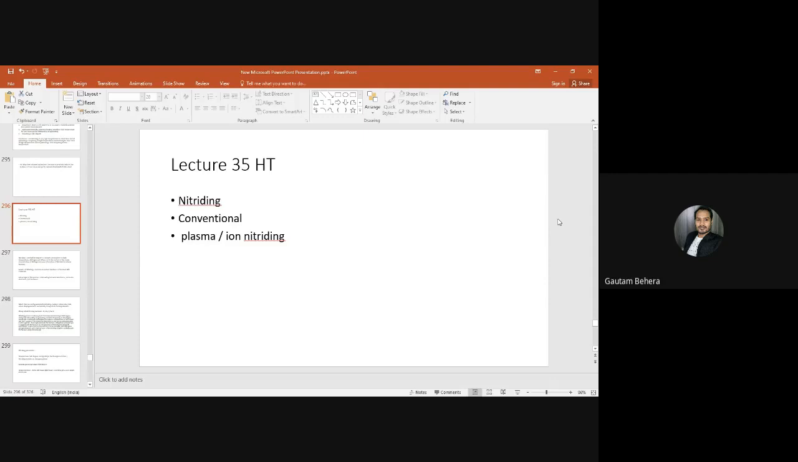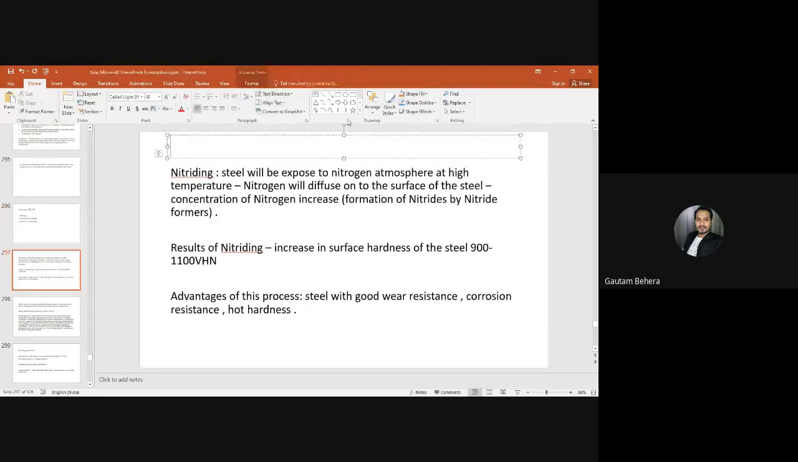You can see the menu of today's lecture: nitriding, conventional nitriding, and plasma nitriding, or ion nitriding, which is the advanced process. Okay, moving into the introduction part.